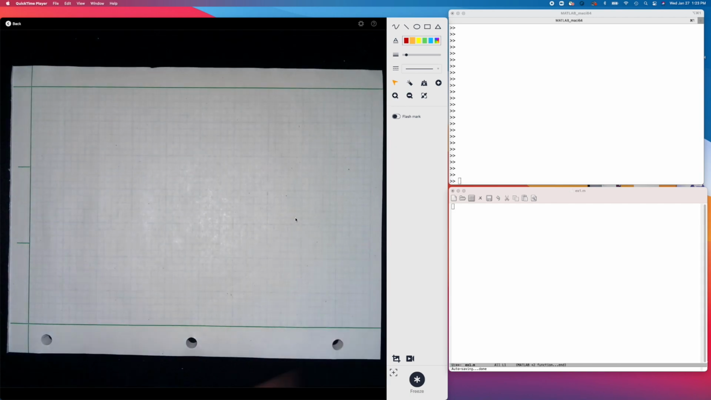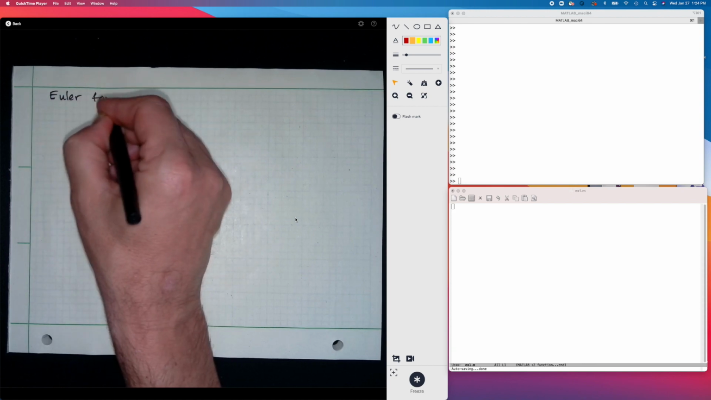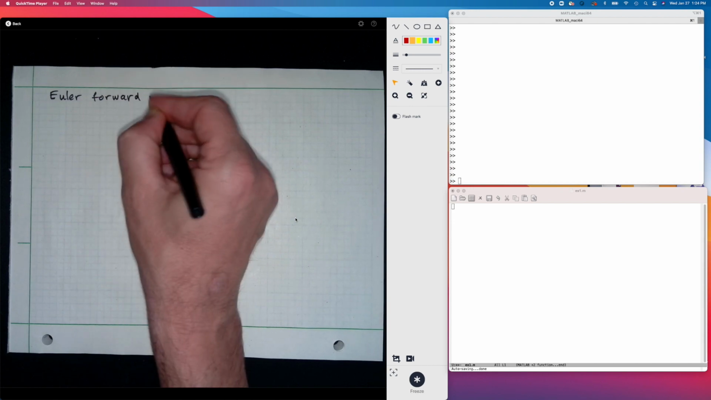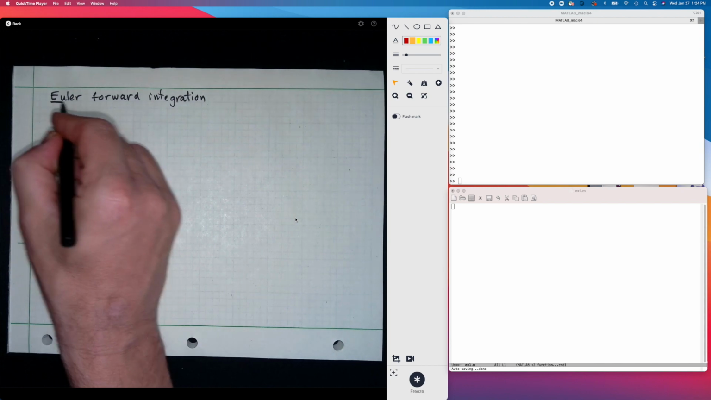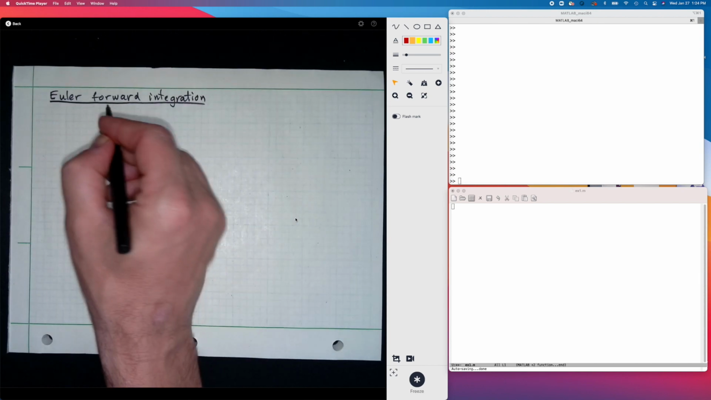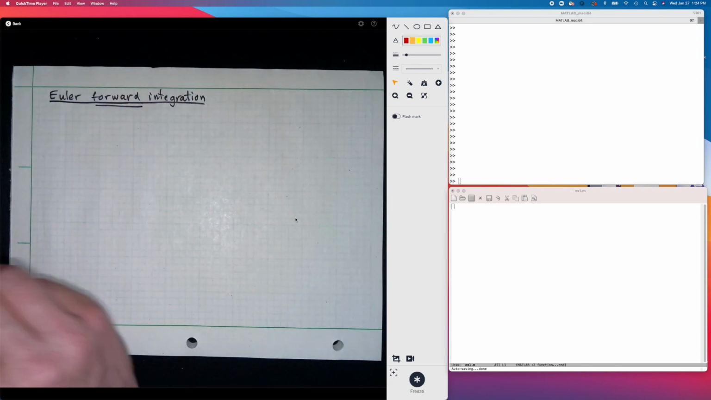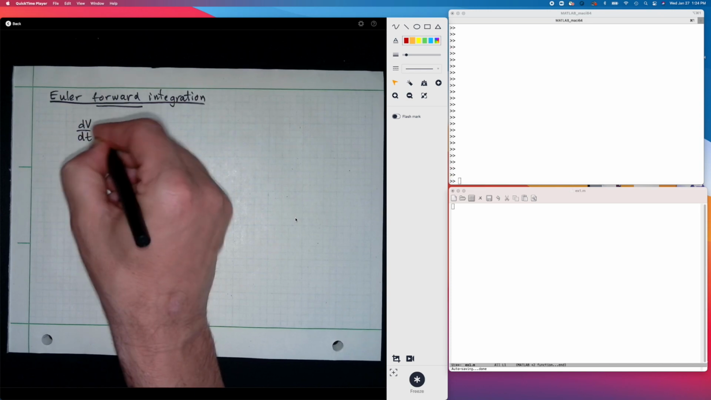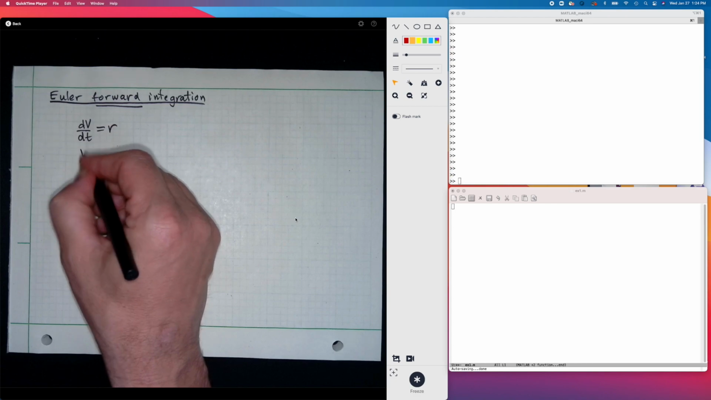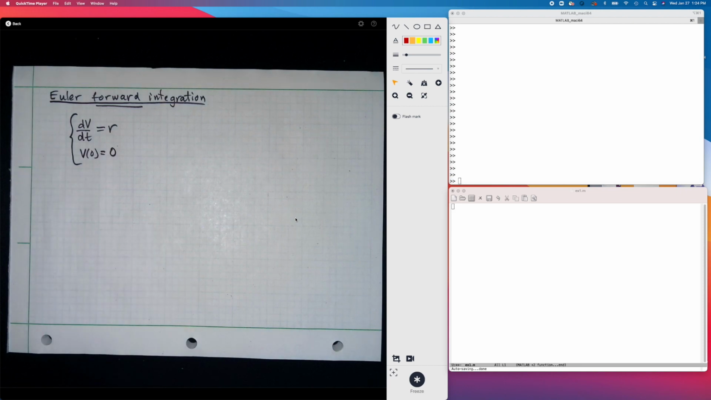The numerical method of solving it uses a method called Euler forward integration. Why it's forward will become apparent later. For now, just use it as a name. All right, so the equation we want is dV/dt equals R, and V at 0 is equal to 0. So this is the equation we want to solve.